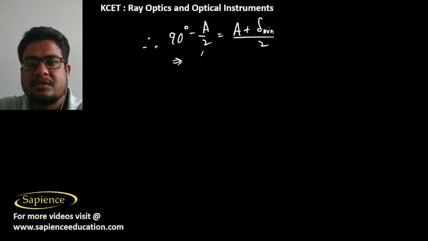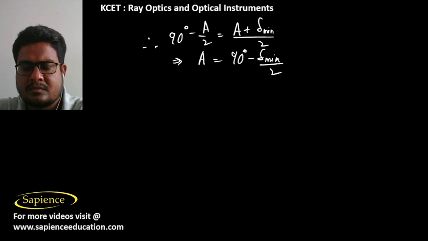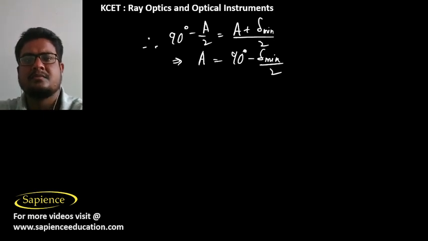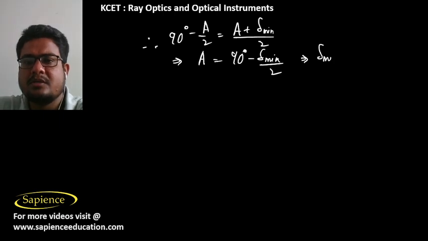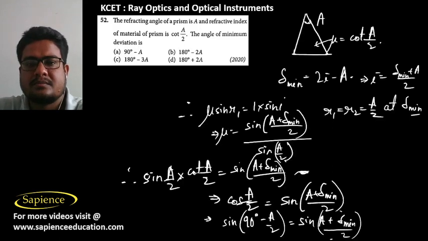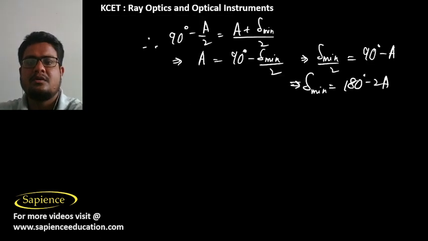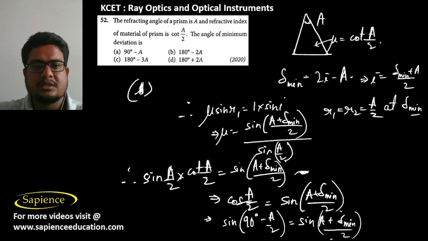Therefore I can say that A is equal to 90 degree minus delta minimum by 2. So therefore delta minimum by 2 is equal to 90 degree minus A. So therefore delta minimum is equal to 180 degree minus 2A. The angle of minimum deviation is 180 degree minus 2A. Option B is the correct answer.